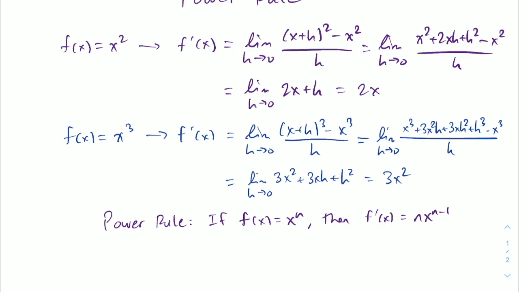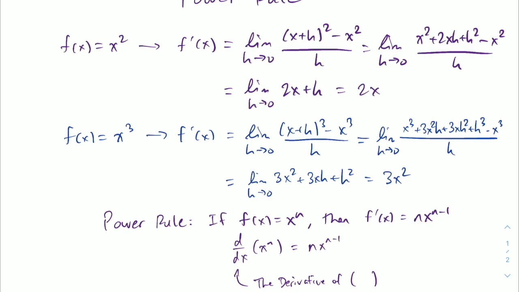Another way to write this is the derivative of x to the n is n times x to the n minus 1. And we read this in Leibniz notation. This is the derivative of whatever's in the parentheses.